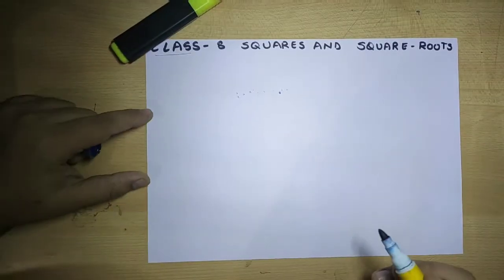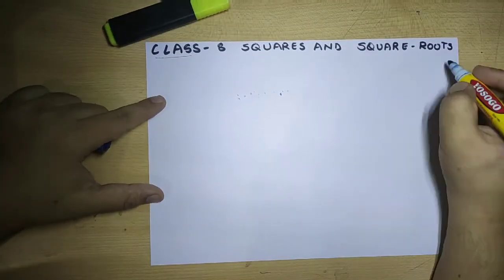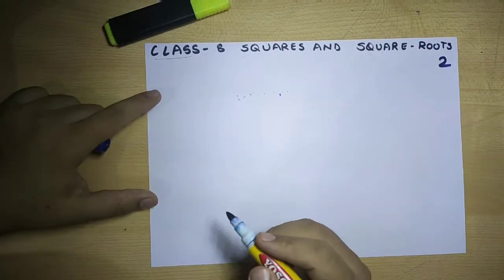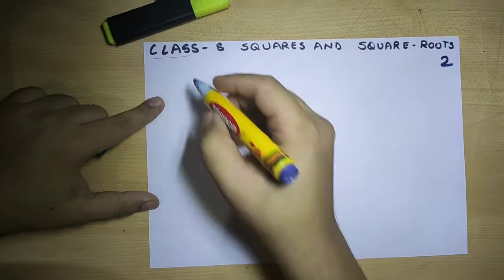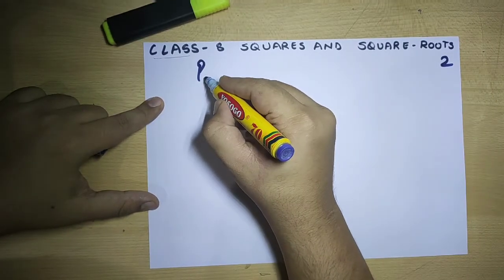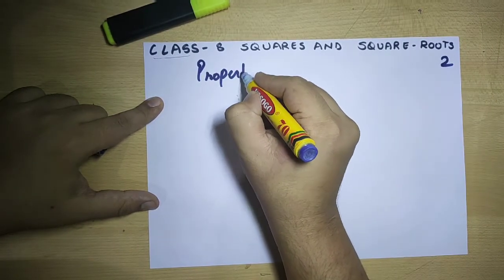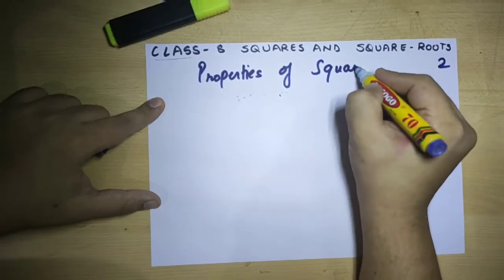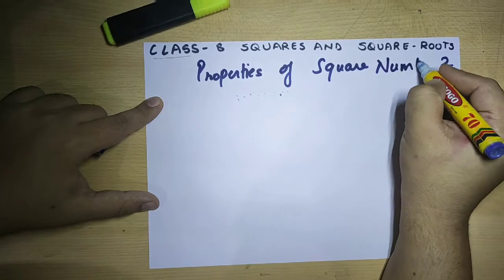Hello everyone. So today we are here with part 2 video in which we are going to learn about squares and square roots and their properties. So we are going to learn about properties of square numbers.